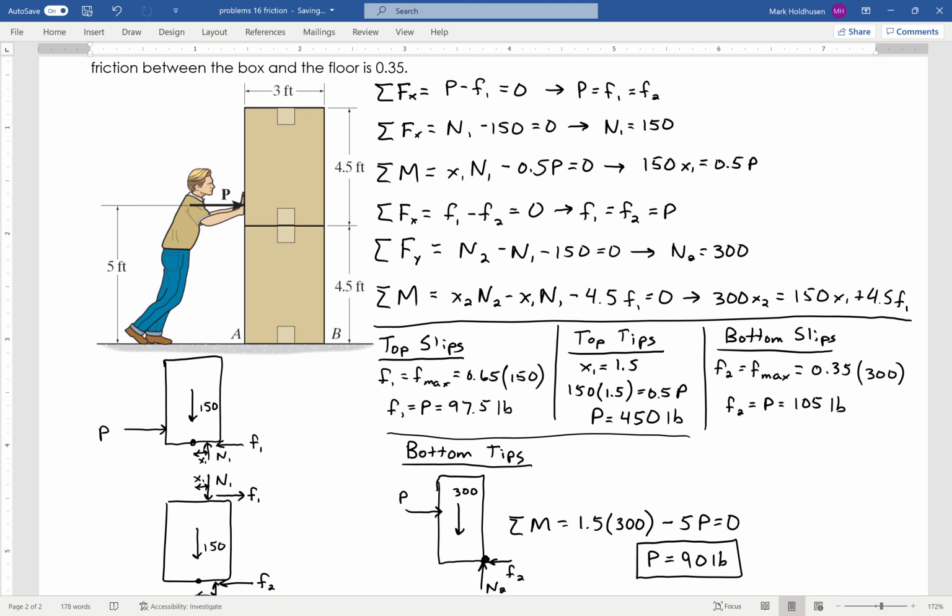So again, with friction problems, you're going to have to solve them more than once. The first answer you get may not be the correct answer. And even if it is, you need to prove it to yourself by either showing that it's less than the maximum, or solving it for the other type of impending motion, and that sort of thing, which is the way that friction problems are often done.